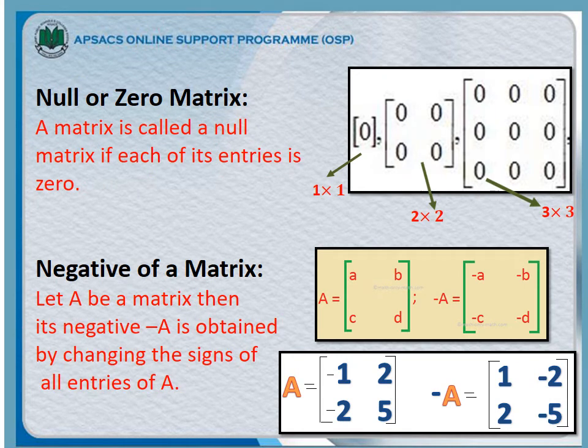Now null or zero matrix. What is a null or zero matrix? A matrix is said to be a null matrix if each of its entries is 0. These are the examples of null or zero matrix.